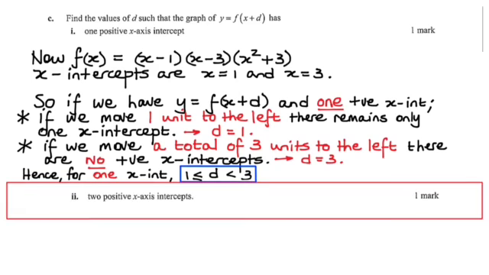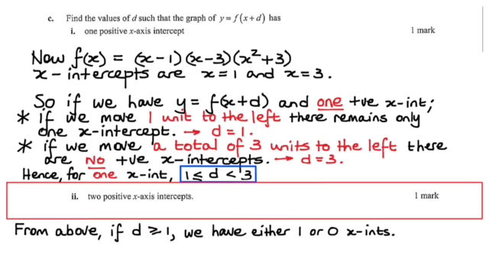Alright, now the next bit. Now we want 2 positive x-axis intercepts for 1 mark again. Now this is also a case of getting your head clear so that you can think when you're at the end of the exam and you're just about at the end of your tether. So 2 positive x-intercepts. The best way for me to explain this is to put this little statement here.